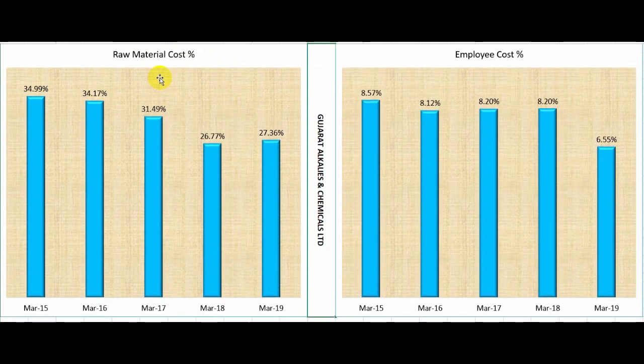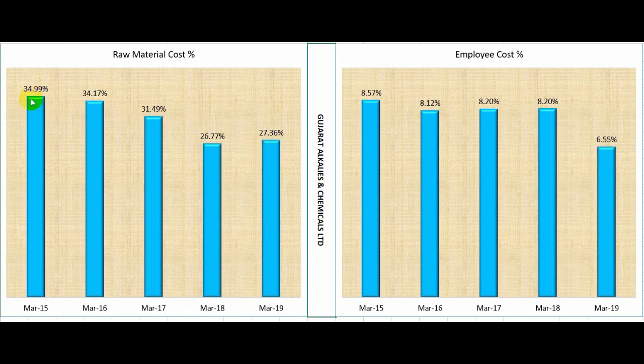Let us look at the expenses. Generally, these two are the major expenses along with R&D for most companies. The raw material cost generally occupies a major portion of the company's operating expenses. This is the expense incurred on the purchase of goods and raw material for manufacturing. Since March 15 till March 19, we can see that the raw material cost as a percentage of sales has been decreasing consistently from 34.9% to 27.3%.